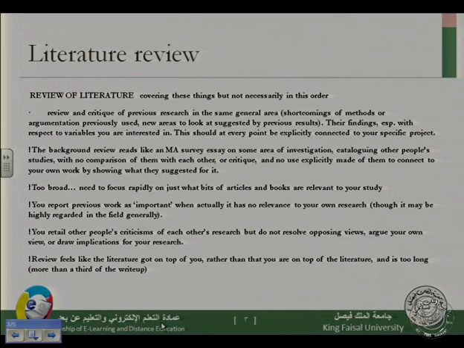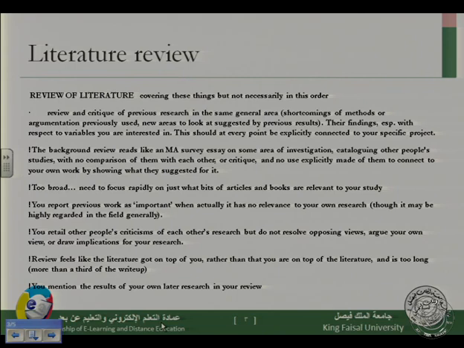Let's say that you are required to write 3,000 word research. A third out of 3,000 would be how many words? 1,000 words. So this is the ideal number of a good literature review, a third of the whole research.